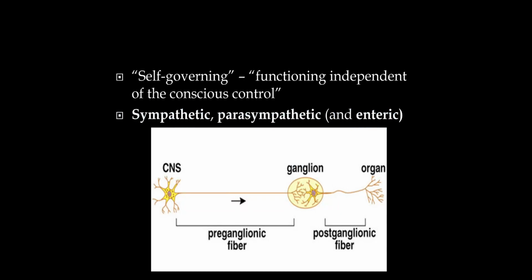So as you know, the autonomic nervous system essentially describes a part of the nervous system that is self-governing, and it functions independent of conscious control. It's happening all the time with regards to our breathing, our heart rate, our GI tract, independent of conscious control.